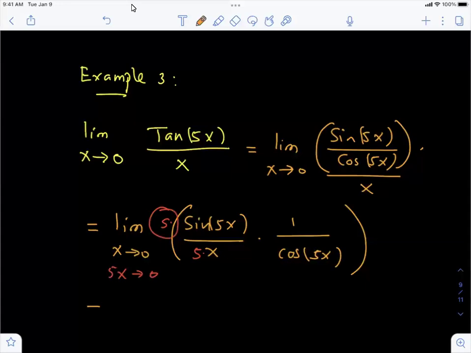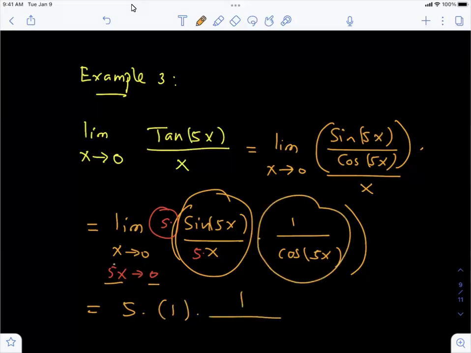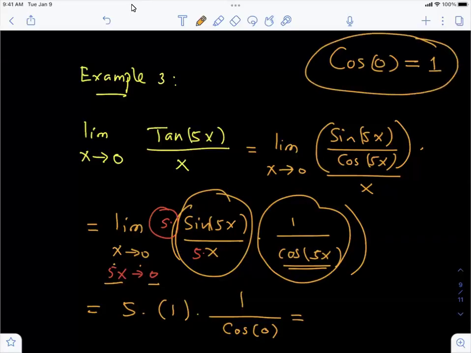That additional constant will appear in front, and then 5x goes to 0 will result in sine 5x over 5x going to 1 times, and then this component, look at this, when x goes to 0 or 5x goes to 0, where does this go? This is a situation where you need to recall just a minor trigonometric fact. Cosine 0 is very innocent, because cosine 0, if you do not recall it, is none other than just 1. Sine 0 is 0, cosine 0 is 1.